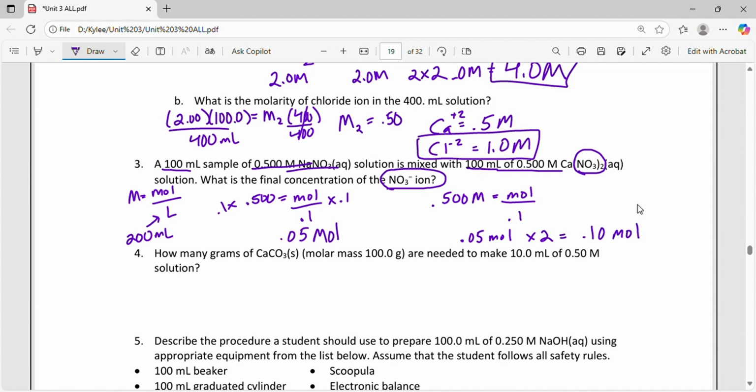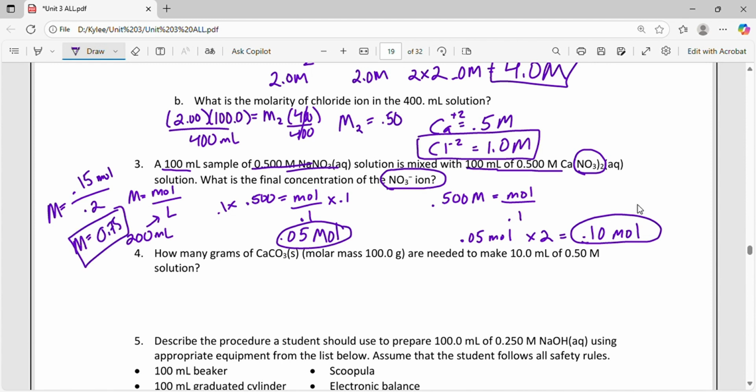Now that I have the number of moles of each solution, the 0.1 and 0.05, I can put those together, and that's what's going to go in the top of my molarity equation. So I'm just going to come over here because I'm kind of out of room. 0.15 moles divided by 0.2, and I would get a molarity of 0.75.